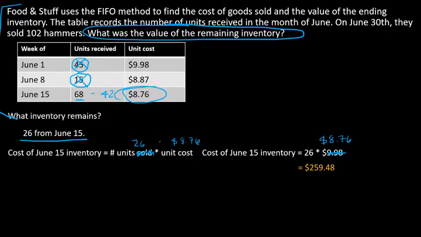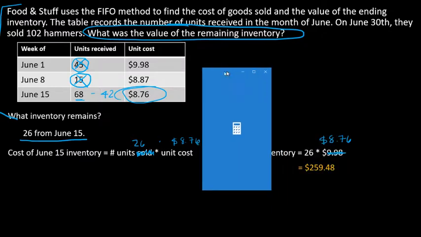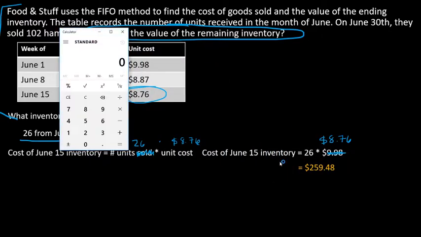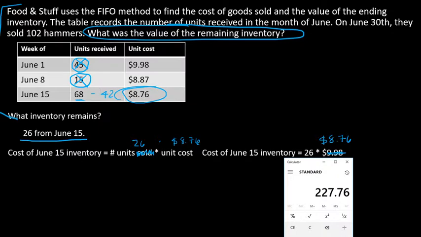Let me pull up a calculator here. Let's see. My calculator is loading slowly. Sorry about this, guys. So we will take 26 times 8.76, and the correct answer is 227.76.